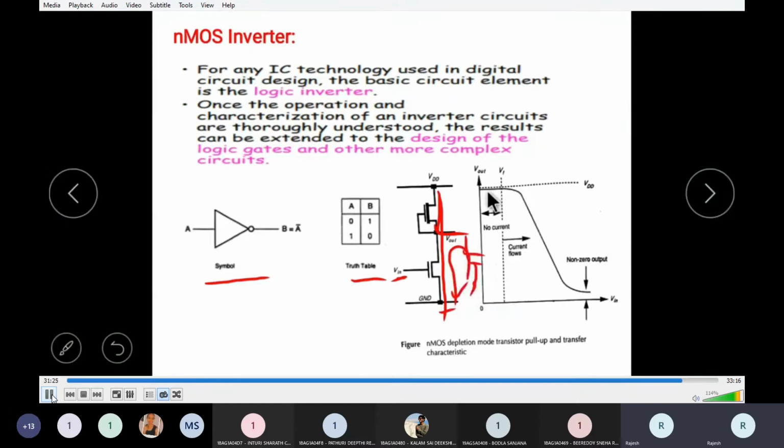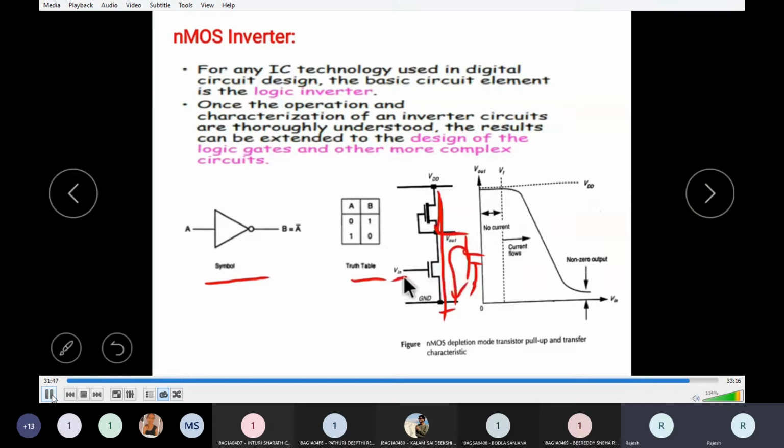So if you observe the curve like this, the x-axis is input voltage and the y-axis is output. From here to here, the input is low. Input is low means 0. For 0, the transistor is off, hence we are getting VDD as output. That's why here we are getting VDD.